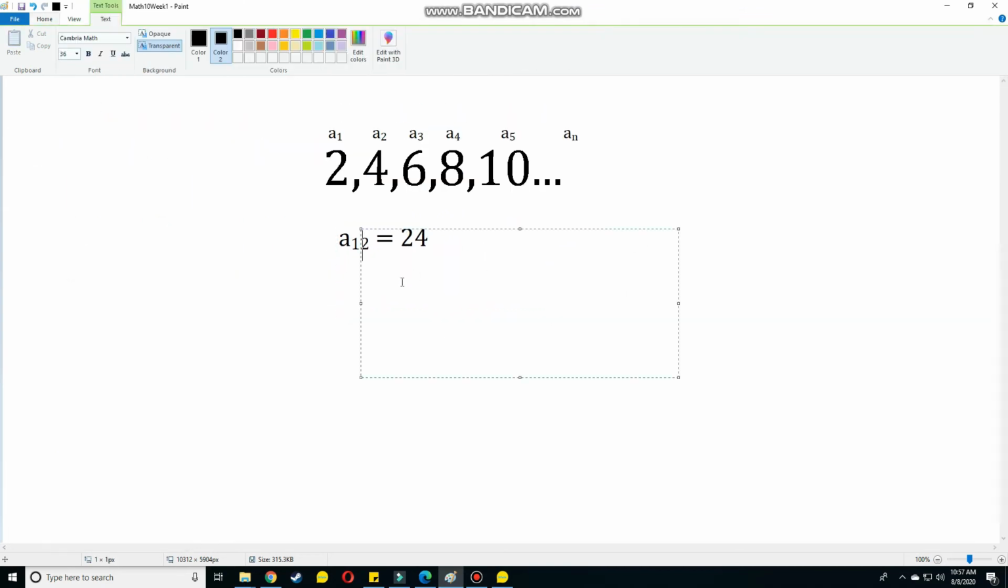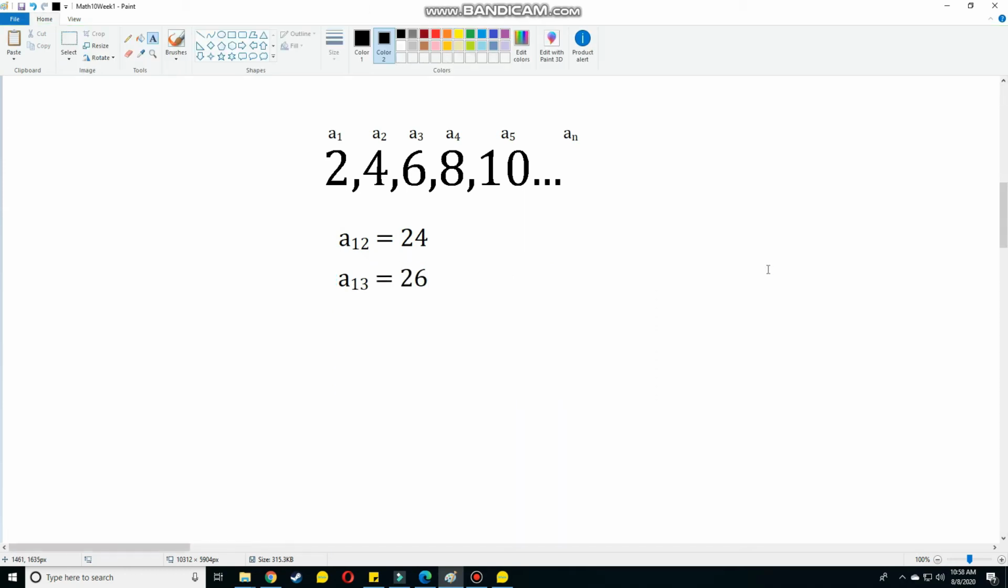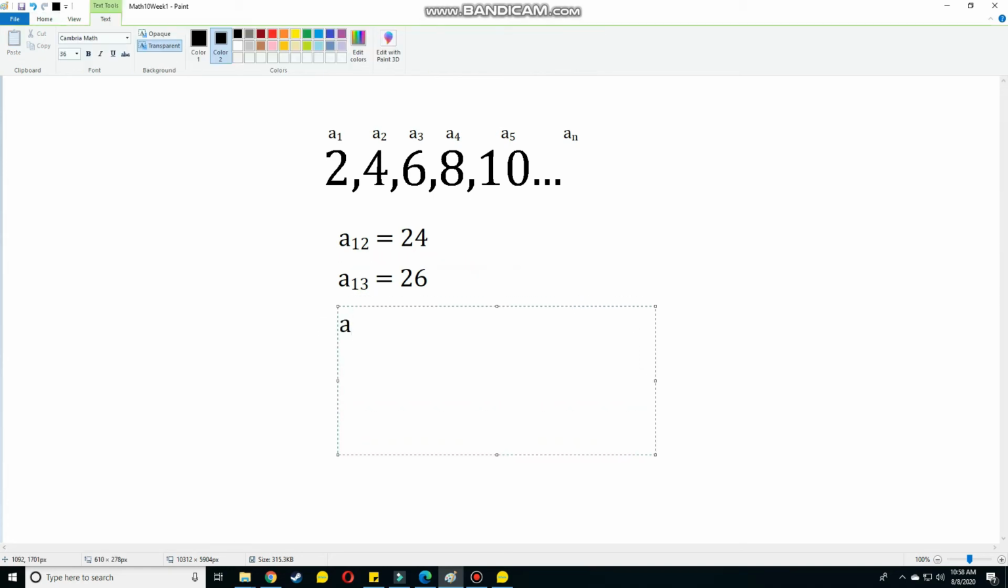Okay, and if you would be asked, what is the 13th term? Let's say the 13th, that would be 26. It's very easy, right? But if you would be asked, for example, let's say, what is the 87th term? Okay, what is the 87th term?